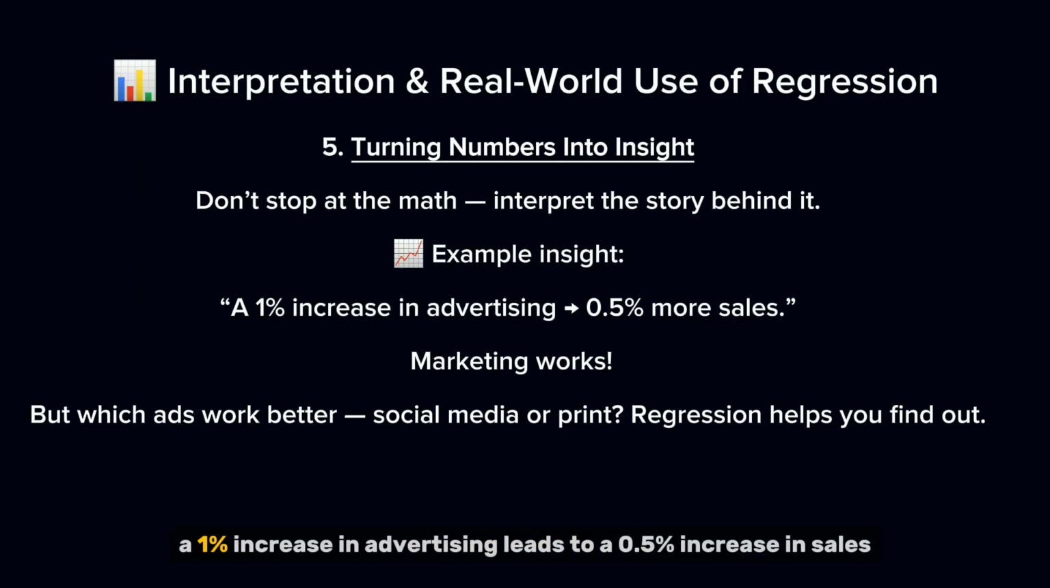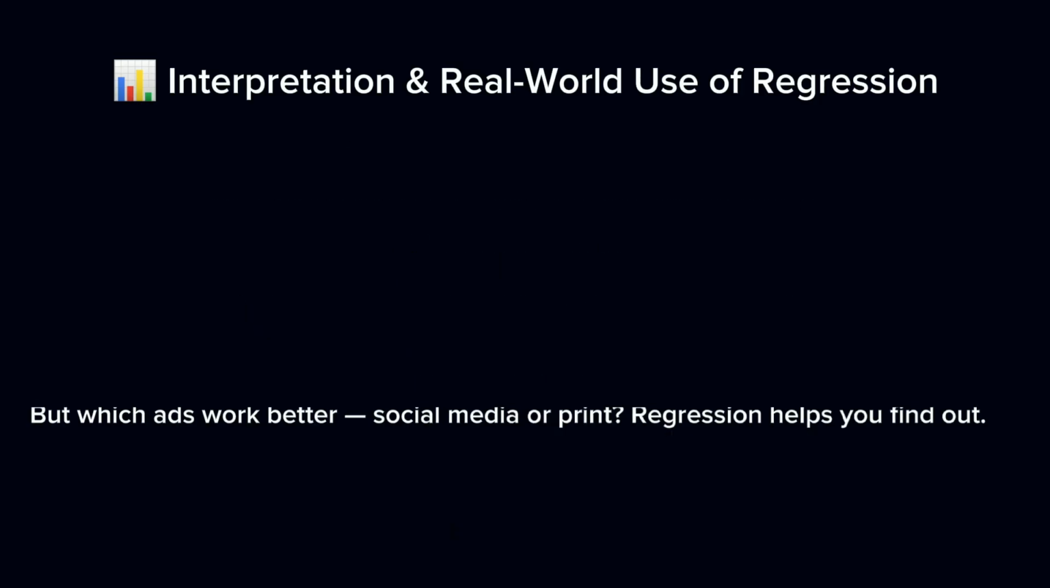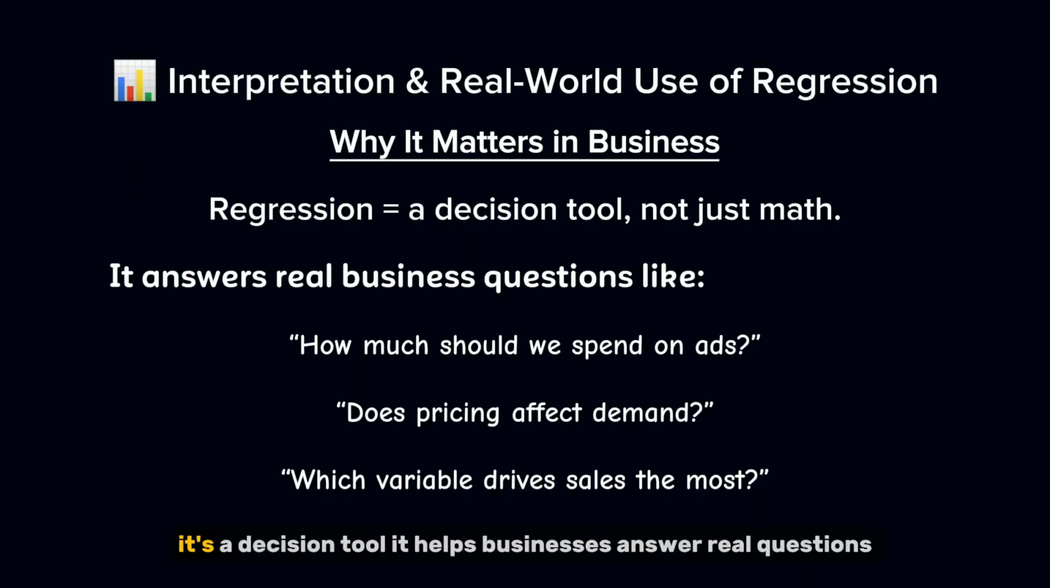If your model says a 1% increase in advertising leads to a 0.5% increase in sales, what does that mean for a real business? It means marketing is paying off, but it also helps you compare. Maybe social media ads perform better than print, or maybe discounts have a stronger impact than brand awareness campaigns. Regression isn't just math. It's a decision tool. It helps businesses answer real questions, like how much should we spend on ads? Or does pricing really affect demand?